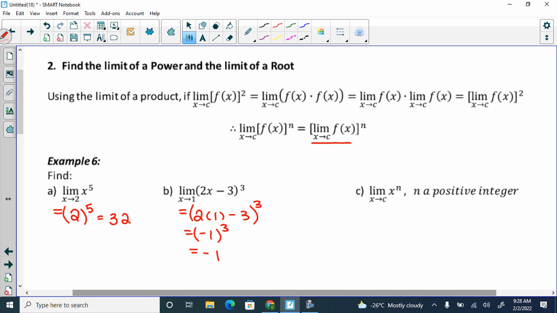And then give you a variable. All you do is you just plug it in. So it goes in for x, so it's c to the power of n.